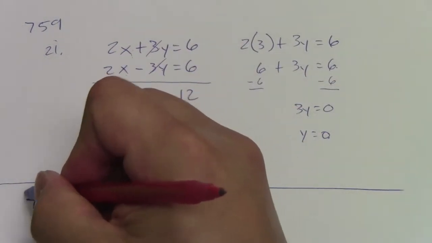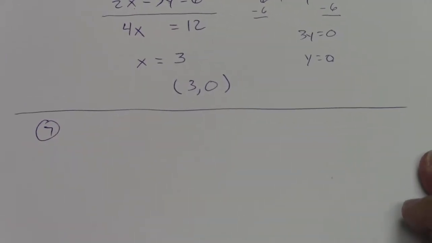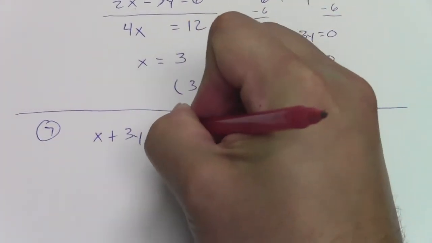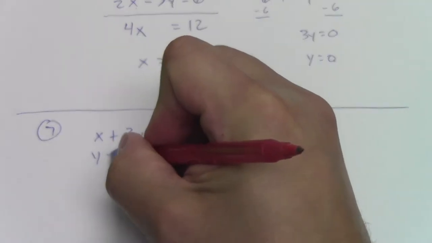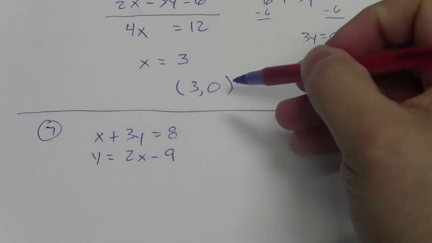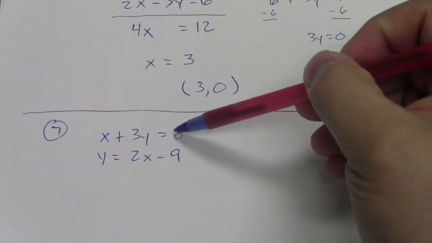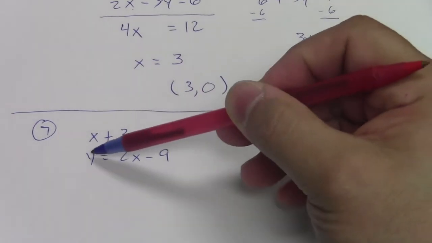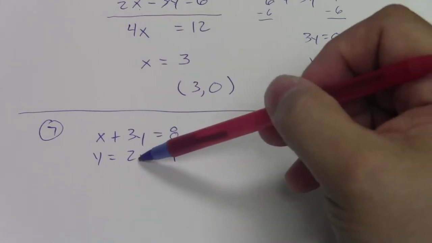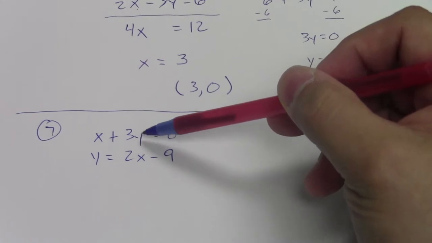Let's go, and this is number 7 in your book. x plus 3y equals 8, and y equals 2x minus 9. Now the first thing I see on this one is I have x plus 3y on one side equals 8. That's the format I want. In this case, I have y equals 2x minus 9, so it's not in the same format as this one. So I'm going to solve this equation to get it into this format.